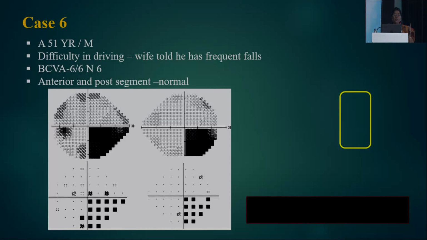Okay, this is a guy who was brought to us with 6/6 vision. He had repeated falls. His wife said that he is driving in one direction and she's scared to sit next to him. So this is the visual field. What type of fields are you seeing over here?